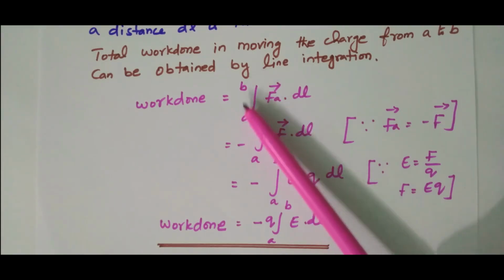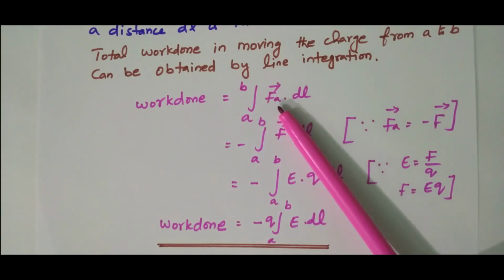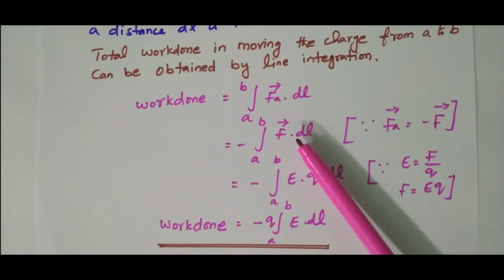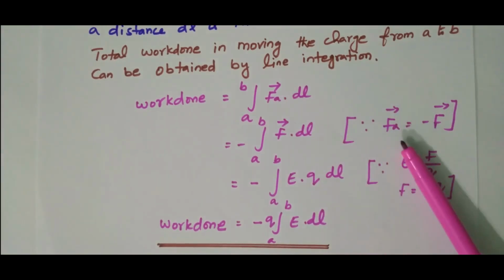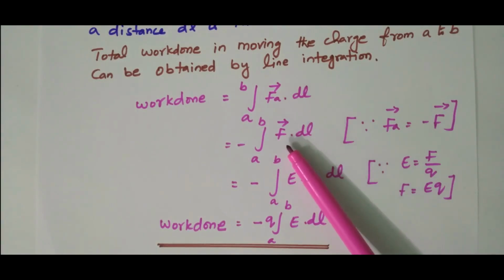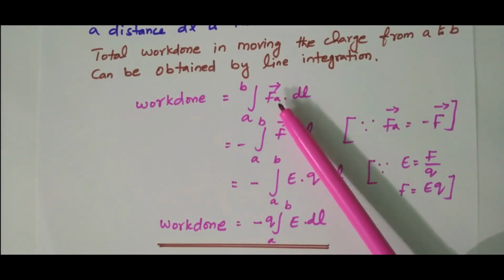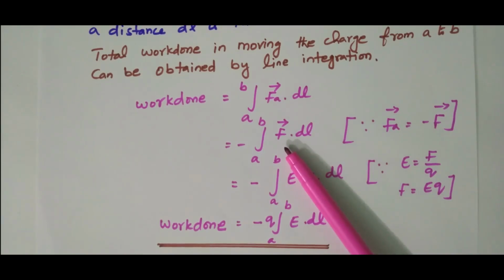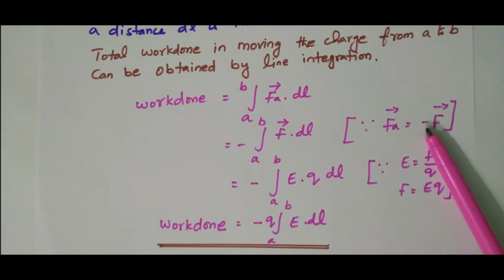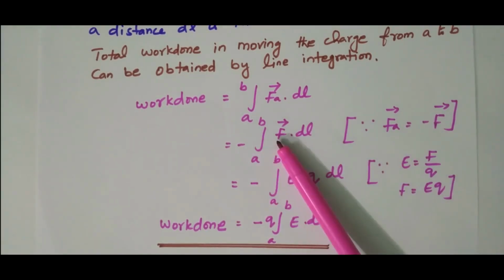In between A and B only the charge is moving. This is the applied force into dl. But Fa is equal and opposite to the force developed. That is Fa equals minus F. So we can replace this Fa with minus F. Now this is the applied force, now it is replaced with the force developed. Fa and F are equal but opposite, negative. So minus F dot dl.